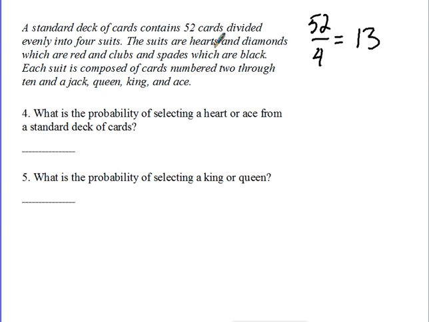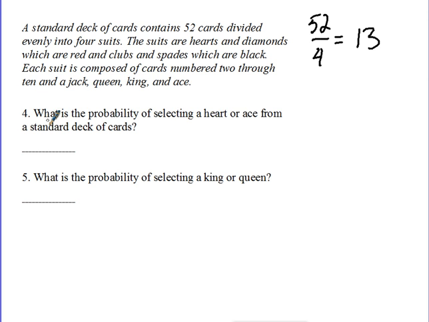1/4 of the cards are hearts, 1/4 of the cards are diamonds, 1/4 of the cards are spades, 1/4 of the cards are clubs. Each suit is composed of cards numbered 2 through 10 and a jack, queen, king, and ace. So that's what the 13 cards are, all numbered differently in each suit.